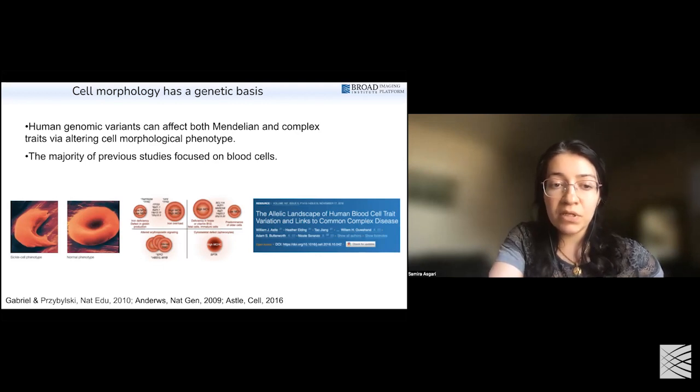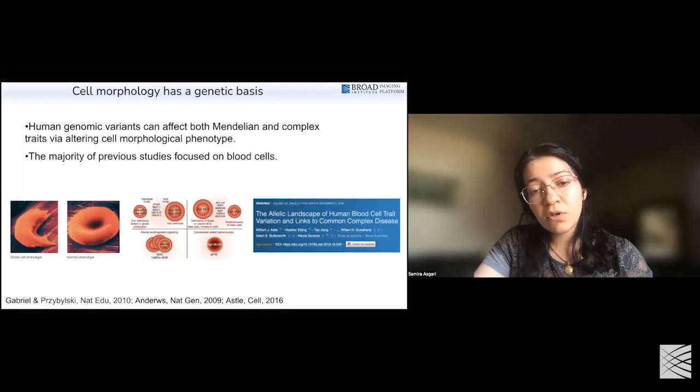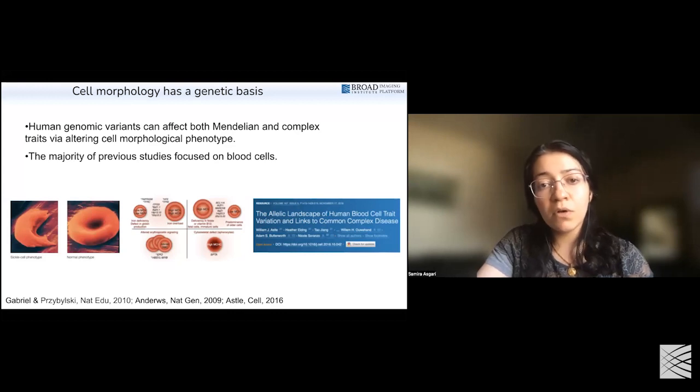A famous example is from sickle cell anemia, where a mutation, it's a Mendelian disease, but the mutation in the gene basically changed the shape of the red blood cells. But there are other examples of more common variations in the population that basically affect the shape, the volume, the hemoglobin capacity of different blood cells. But the majority of these previous studies have focused on blood cells.